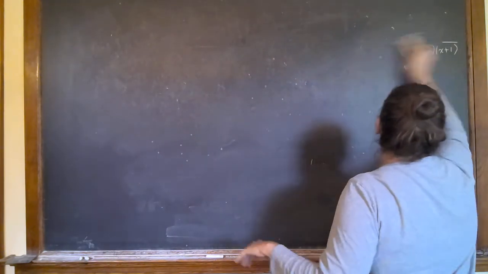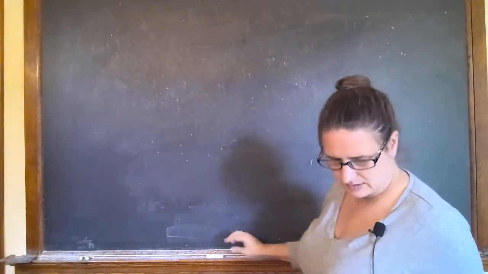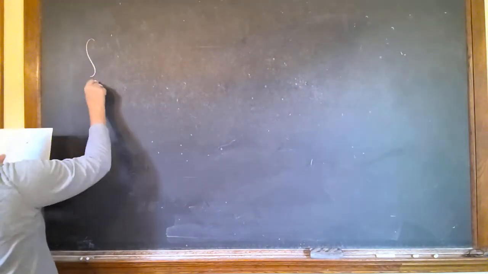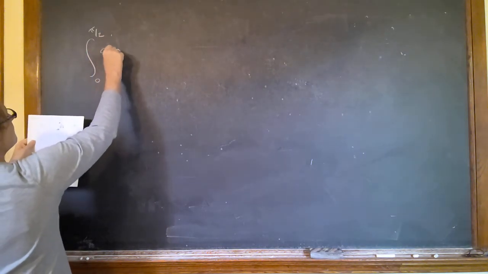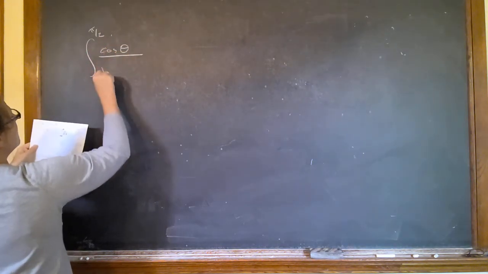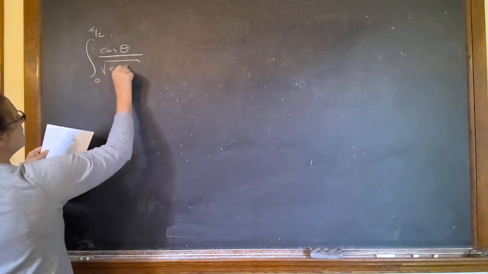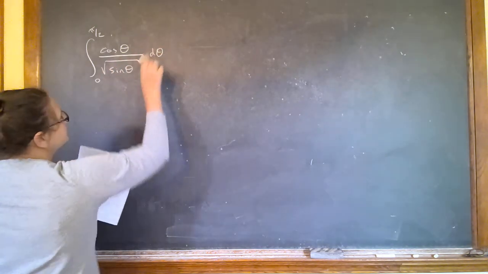It's slightly different. We have to think a minute on this one. But it's not too bad. This is a nice, easy integral. I think when we get there, it's quite okay. Cosine theta over square root of sine theta d theta.